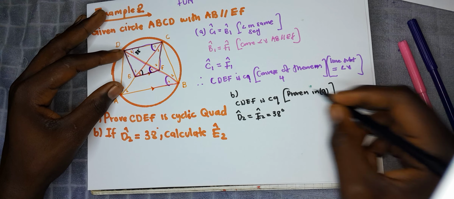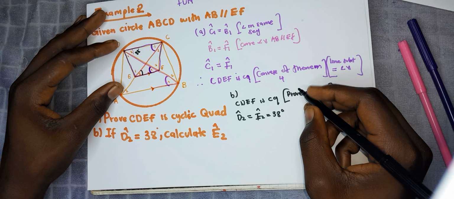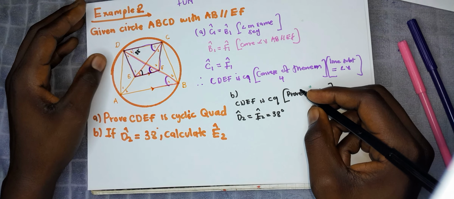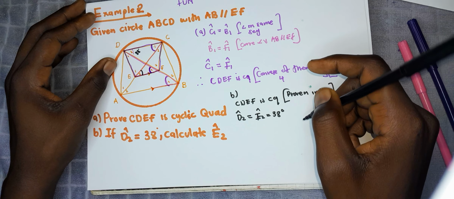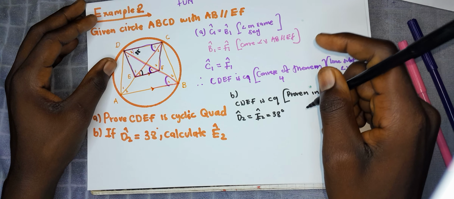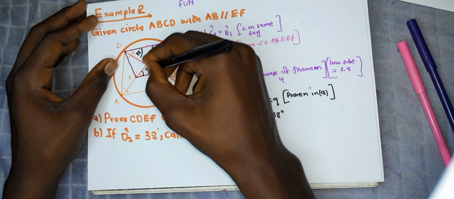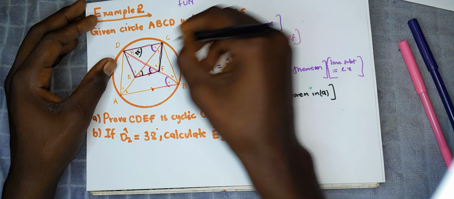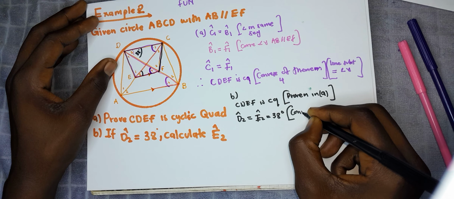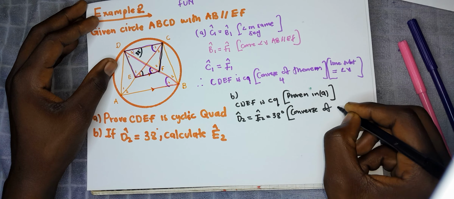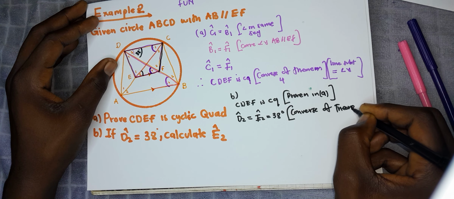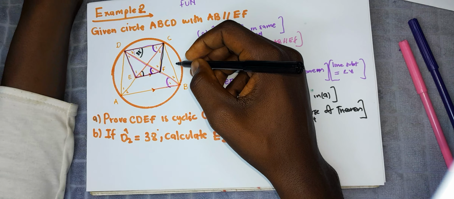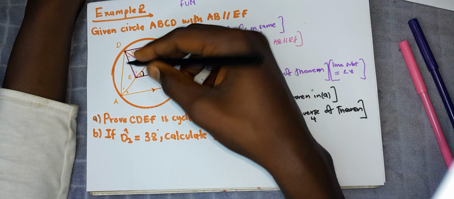Why do we say so? If this particular one is a cyclic quadrilateral, because you know from the converse of theorem 4... No, sorry, this is not a converse. Yes, it's the converse of theorem 4. This is the converse of theorem 4.